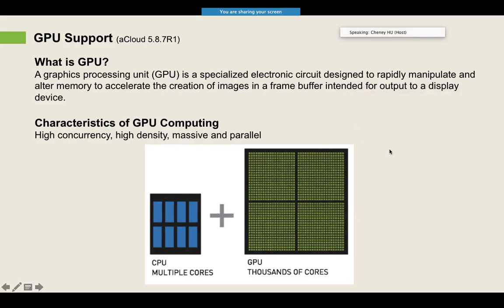There are some characteristics of GPU. GPU is suitable for running high concurrency, high density, massive and parallel workloads, such as graphic rendering. When you render a graphic, the GPU has to provide the processing power for those pixels. And there are hundreds of thousands of pixels.